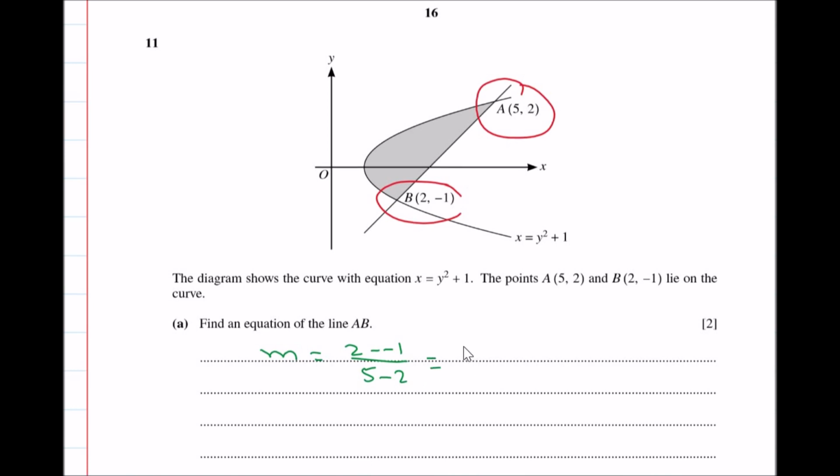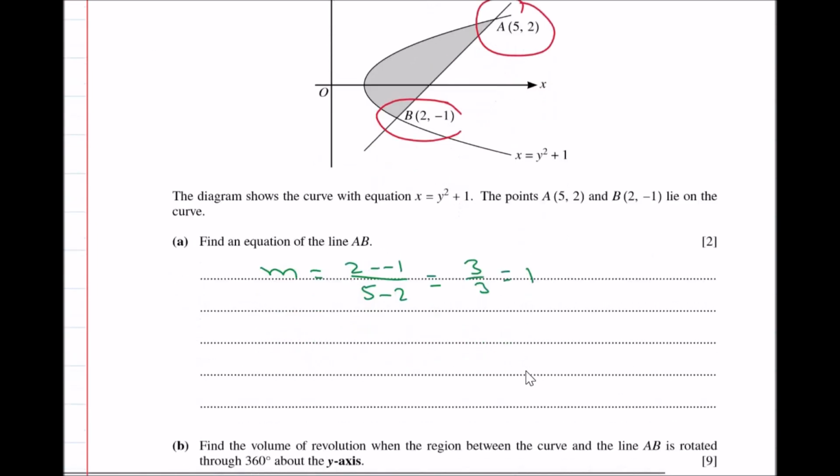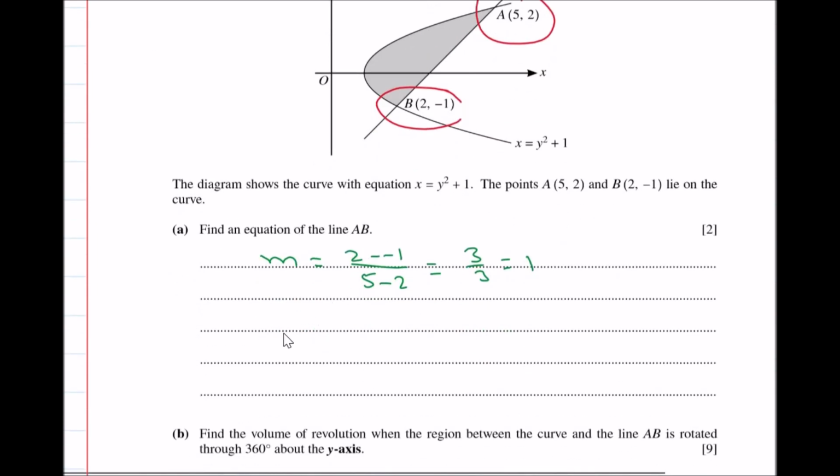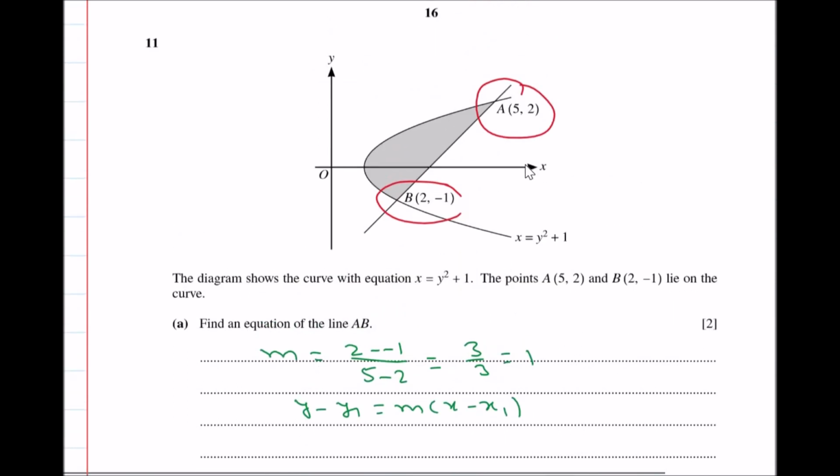And if you simplify, this gives us 3 by 3, that is equal to 1. So we got M equal to 1. Now we know y minus y1 equal to M into x minus x1. If one point and gradient are given, we can use this formula for finding the equation. So any one point can be taken as x1 and y1, either A or B. There is no hard and fast rule you have to take A or you have to take B. We can take either one.